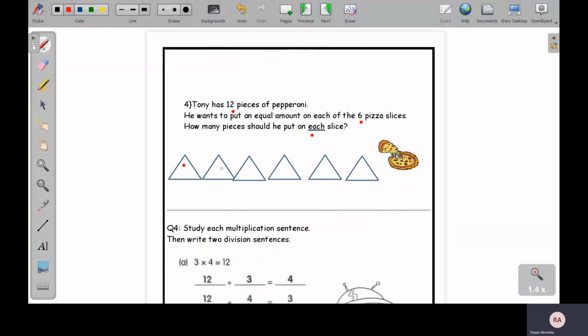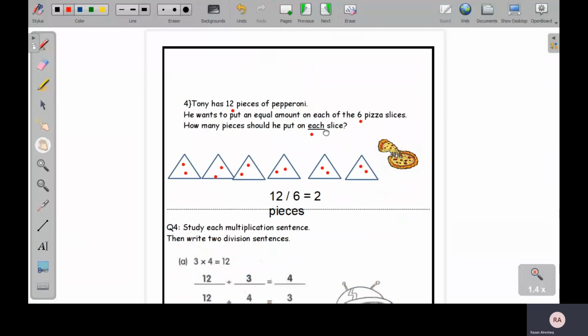So I'm going to do 1, 2, 3, 4, 5, 6. I still have more. 7, 8, 9, 10, 11, and 12. I stop here because I only have 12 pieces. Now, here, I took the 12 pieces I have and I divided them by the 6 slices of pizza, and they equally all got 2 pieces. So by modeling, we see that each slice of pepperoni here got 2 ingredients on it. Okay, and we also have to put the unit at the end. Now, let's move on to the next part.